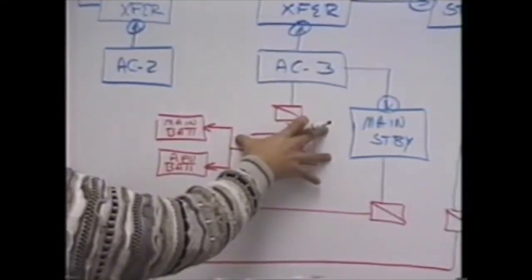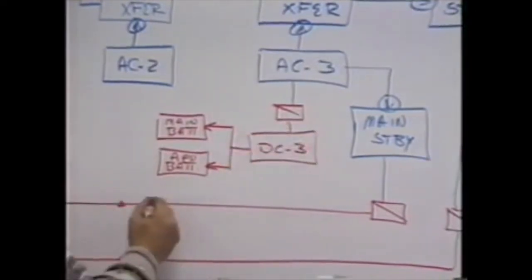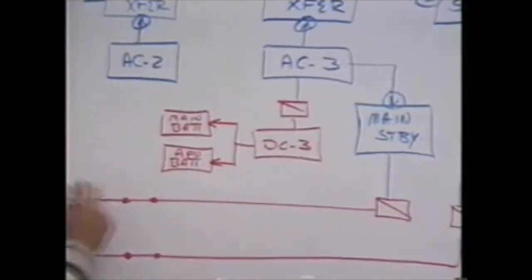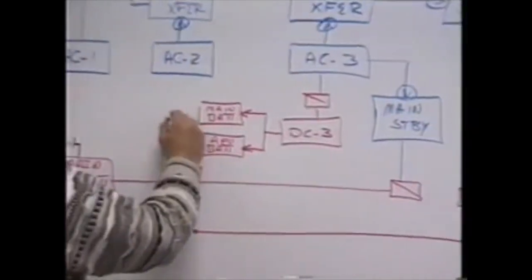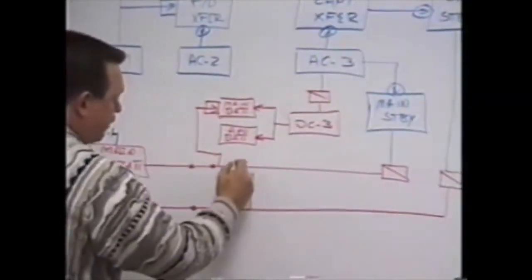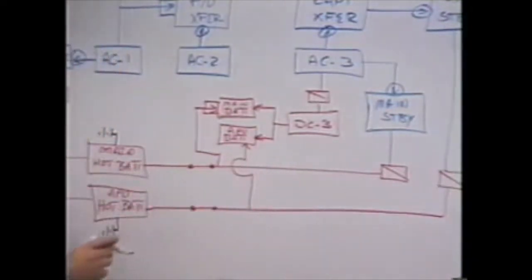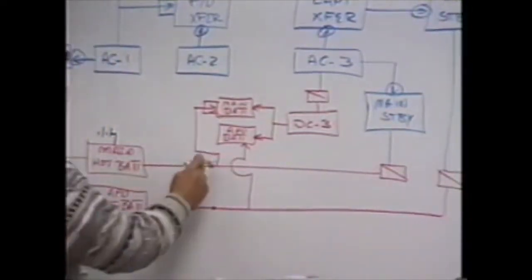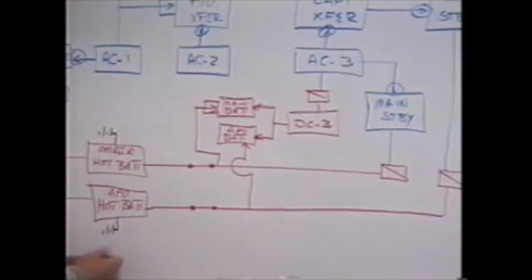In any event, if DC bus 3 was to lose power, your hot battery buses are the backup power source. The main hot battery bus is the backup power source to the main battery bus. The APU hot battery bus is the backup power source to the APU battery bus. Again, in order for this transfer to occur, the battery switch must be closed.